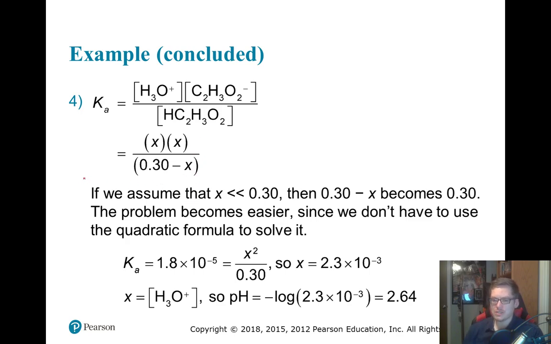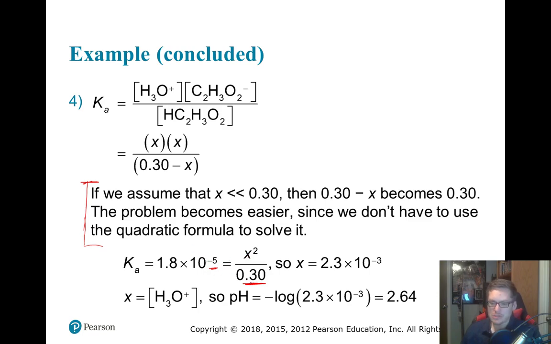Okay, now they make a new assumption here that we haven't really talked about. They said if we assume that x is much less than 0.3, then 0.3 minus x becomes just 0.3. This problem becomes much easier since we don't have to use the quadratic formula to solve it. The assumption that you can make here is because there's such a big difference between the Ka value, this Ka value to the negative fifth, and this is only in the tenths place. These are more than 2 or 3 decimal places away. Let's run with 3 decimal places away from each other. So we can assume that we can neglect that x because that change isn't going to be enough. So then this math becomes really, really easy.